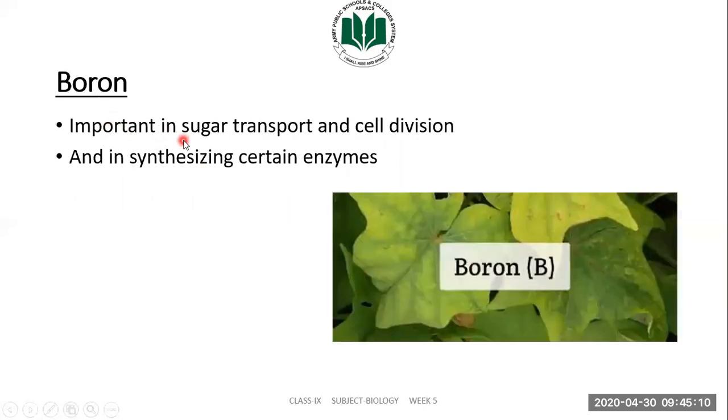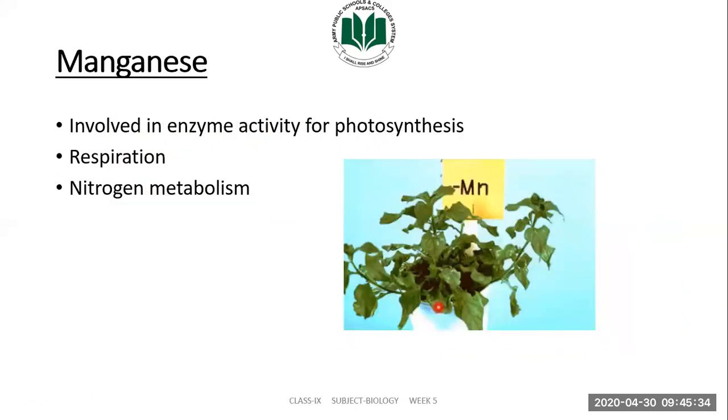Boron is important in sugar transport and cell division. Sugar or glucose is synthesized in photosynthesis in the leaf or green parts of the plant, and is transported to the other parts, the fruits, flowers and roots, so that plants may grow properly. And boron takes part in synthesizing many enzymes which regulate the activity or growth of plants.